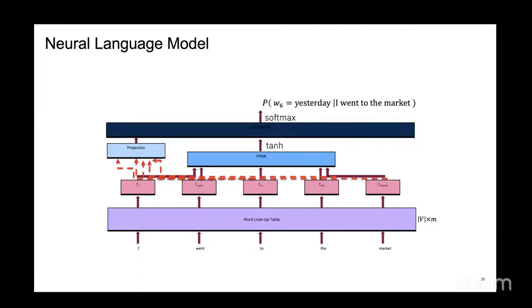For instance, let's take the same examples. If I say I went to the market, I just pass it through the embedding model, which gives me an embedding representation of each of the words. And then I pass it to a neural network, which basically gives me the probability of the next word. For instance, in this case, I want to calculate the probability of yesterday, given I went to the market. It takes the representation of the words I went to the market, does some computation, and then spits out the probability of this.